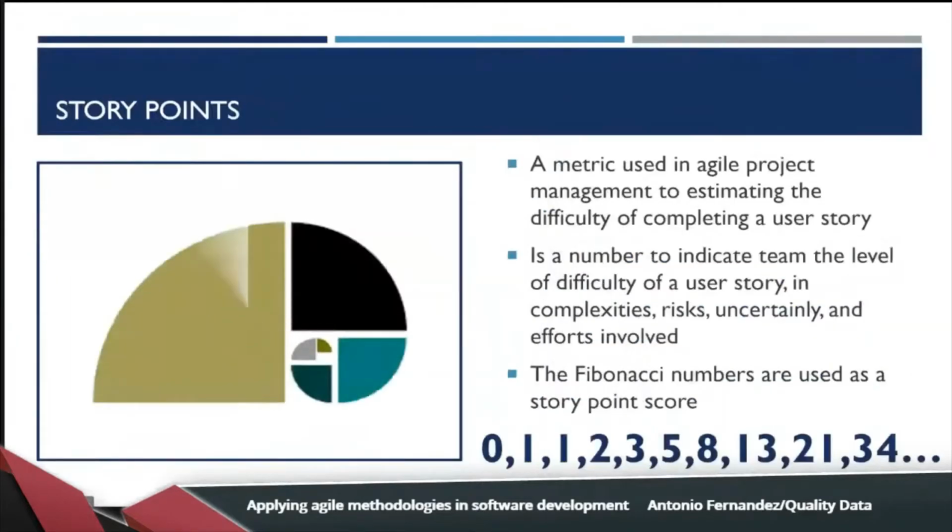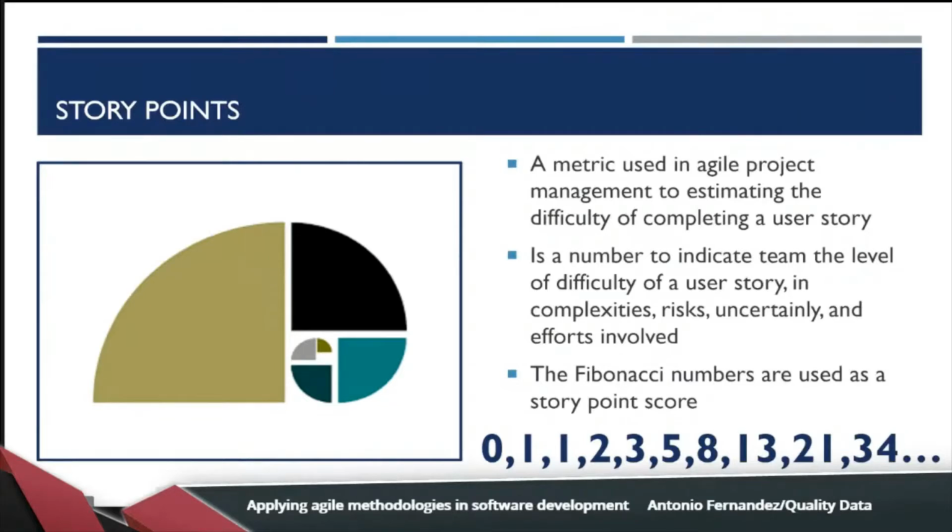Now, how can we estimate the effort to complete these user stories? One of the techniques is story points. A story point is a metric used in Agile project management to estimate the difficulty of completing a user story. It's a number to indicate to the team the level of difficulty of a user story in terms of complexity, risk, uncertainty, and effort involved to complete it.